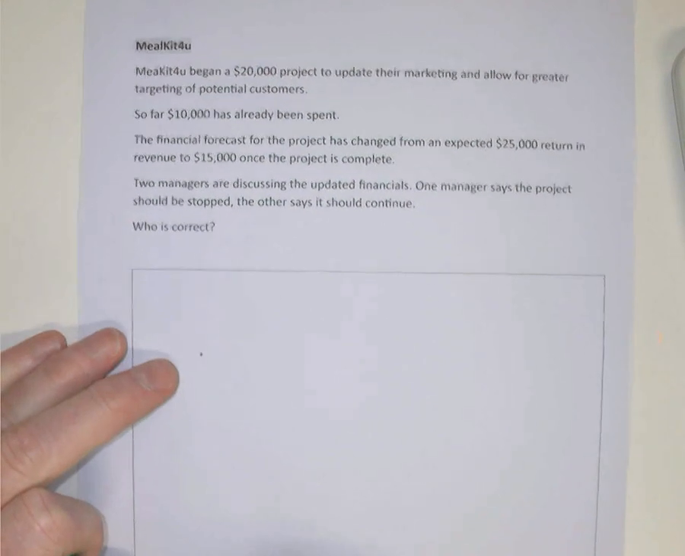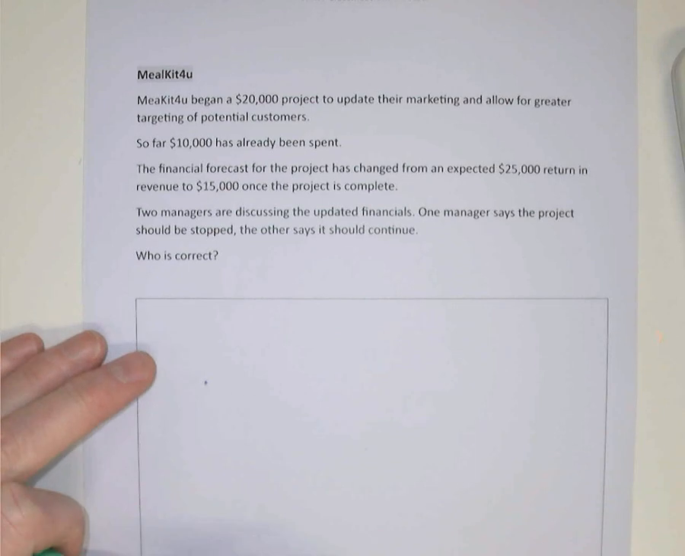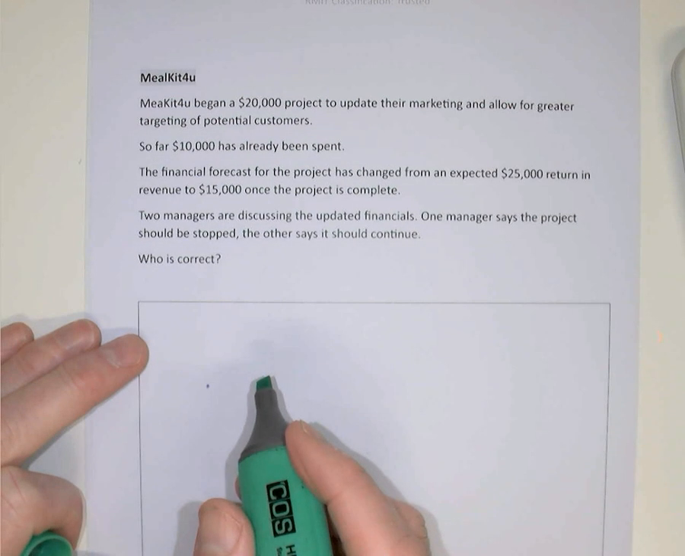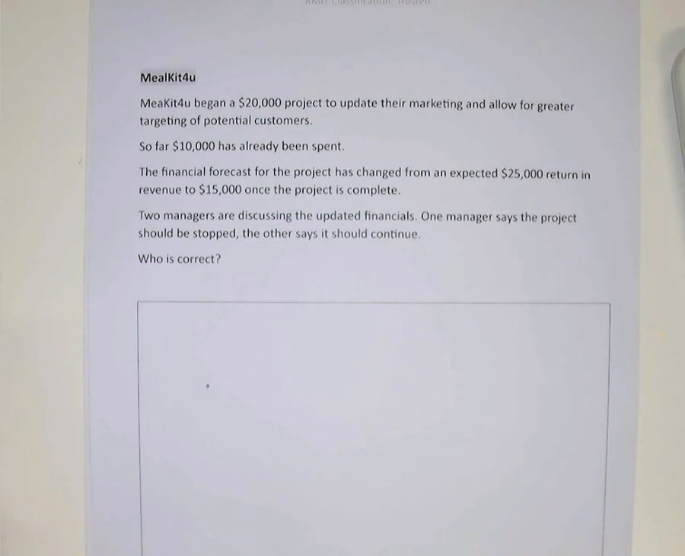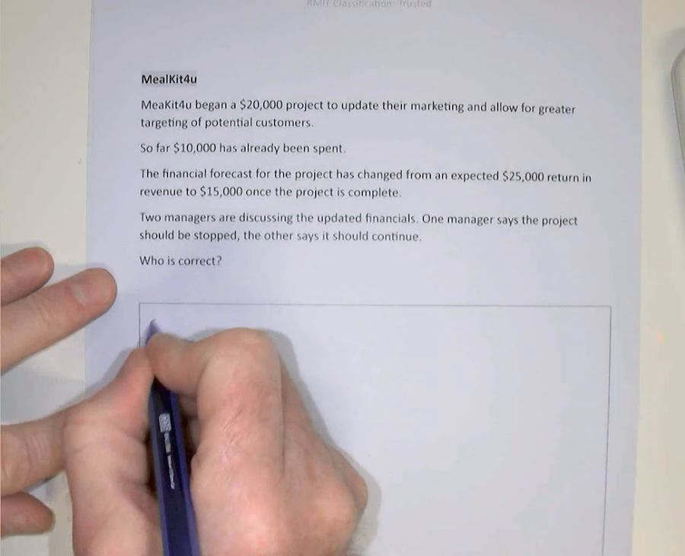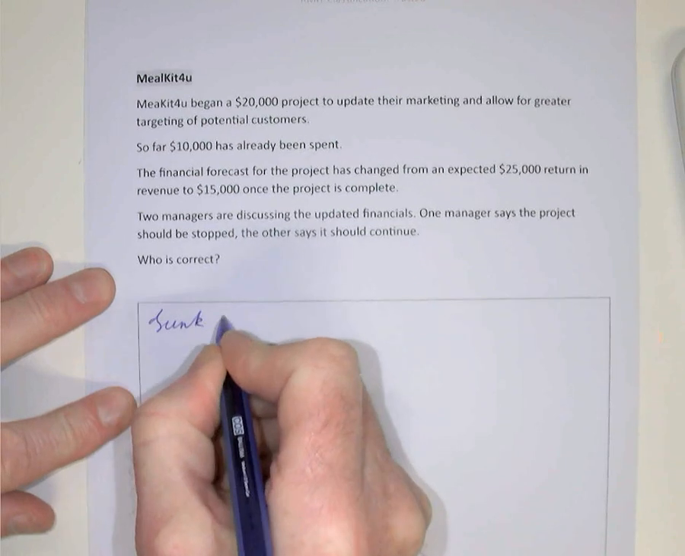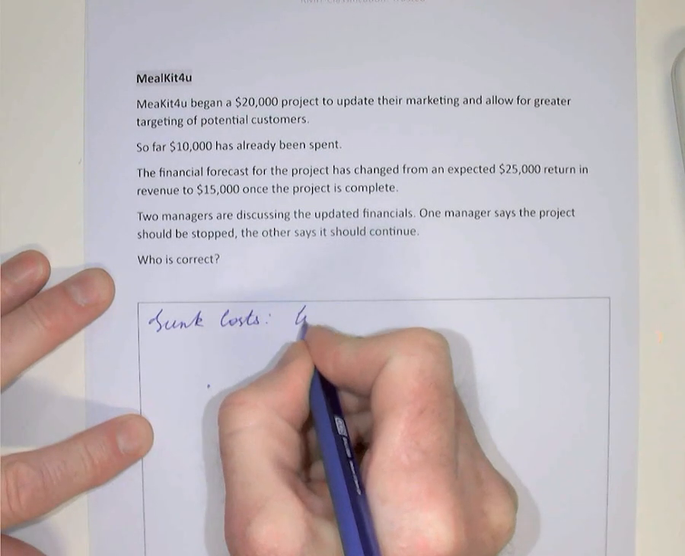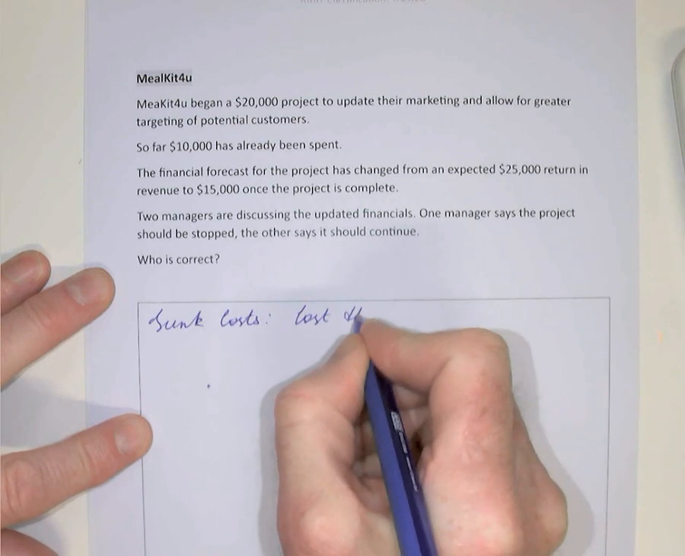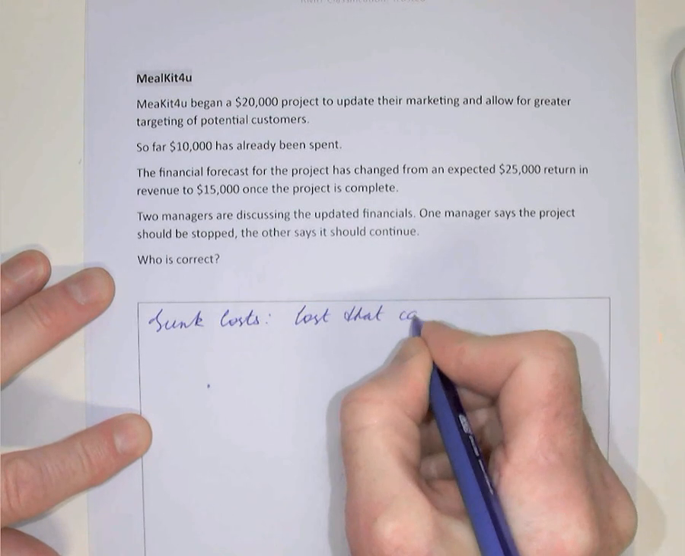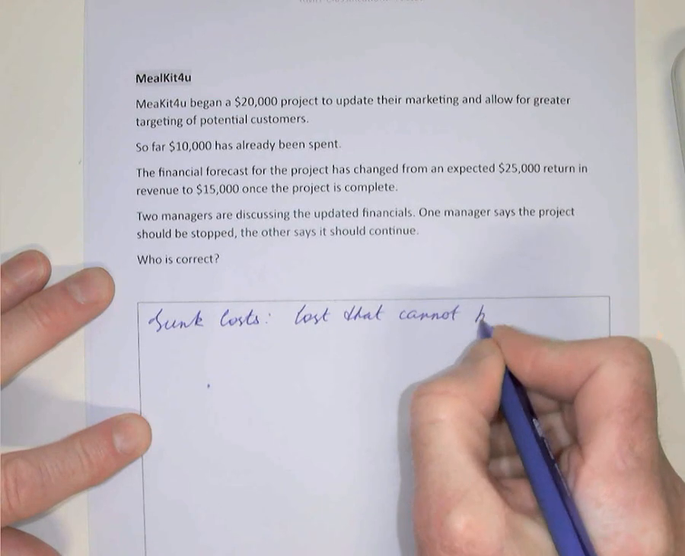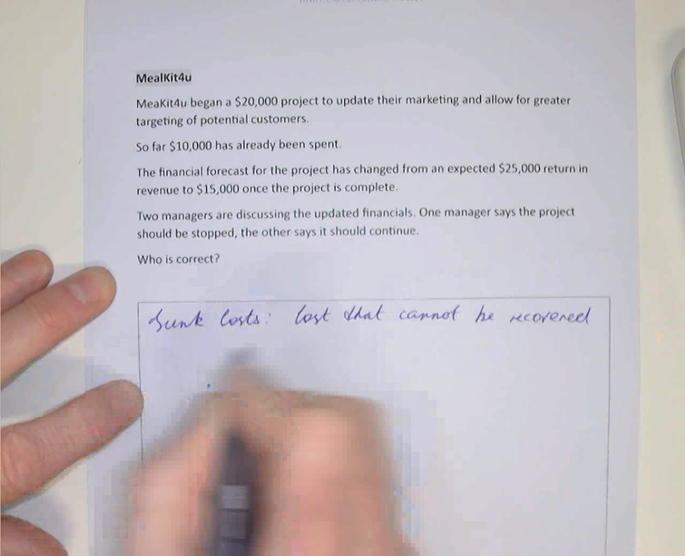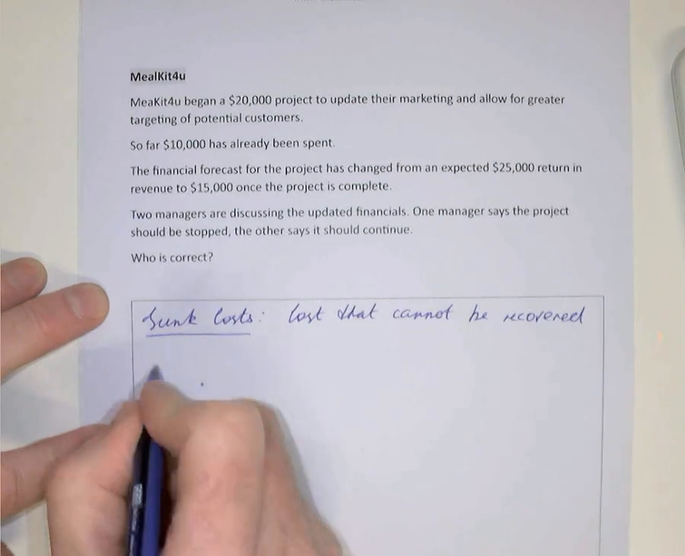Okay, we've got a decision making here. So once again, we could look at relevant and sunk costs. So what is sunk costs? So hang on, we're going to look at sunk costs, which are costs that cannot be recovered. They're in there, that's a sunk cost. And we're talking about relevant costs as well.